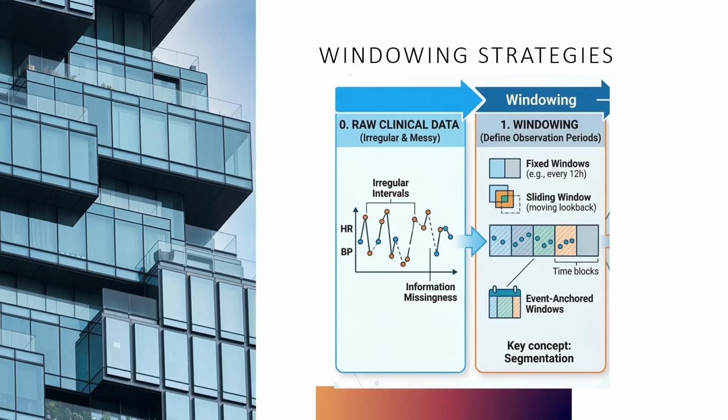Another method is the event-anchored window. This is vital for retrospective studies. If we're studying outcomes from an ICU admission, we don't look at all of the data at once. We create a rigid window strictly focused on the 24 hours prior to admission to capture the data that is driving that particular transition. Windowing transforms chaotic history into structured data.